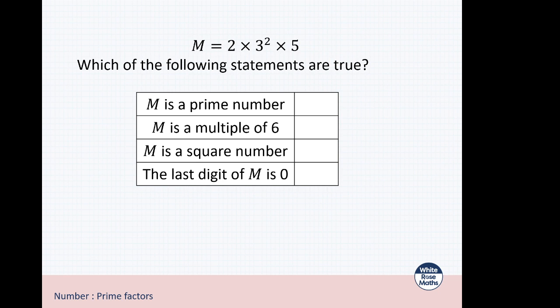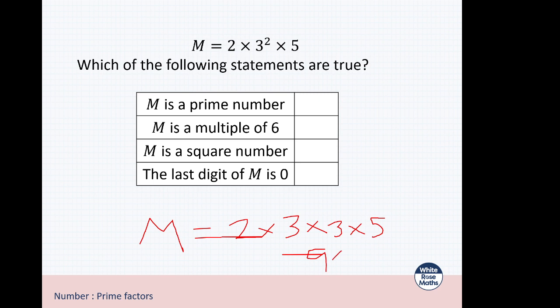Next question here. It's a bit more tricky now. I'm looking at some prime factors, product of prime factors. Which of the following statements are true? So m is equal to 2 times 3 squared times 5. So let's work it out: m is equal to 2 times 3 times 3 times 5. 2 times 3 is 6, 6 times 3 is 18, and then 18 times 5 makes 90. So m is equal to 90.